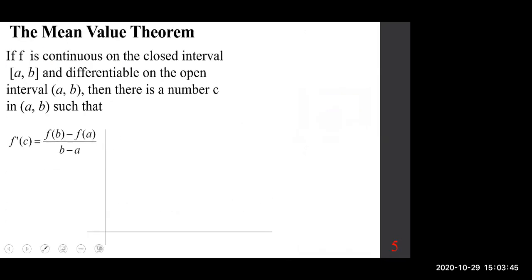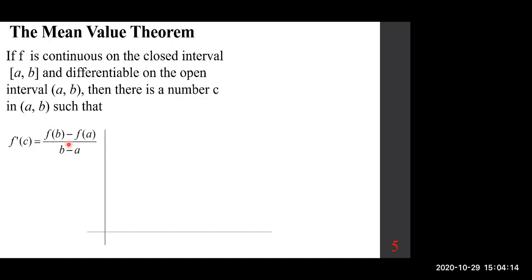The mean value theorem says if f is continuous on that closed interval of a to b and differentiable on the open interval of a to b, then there is a number c such that f prime of c equals f of b minus f of a over b minus a. And as you may recall, this is the slope of a secant line.